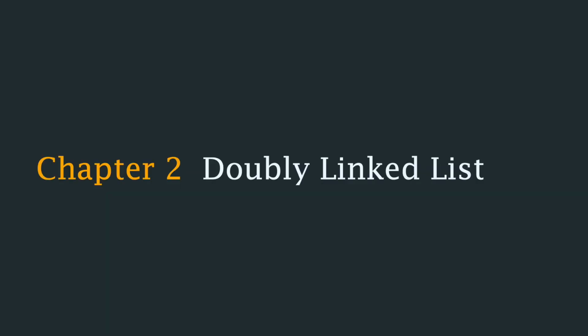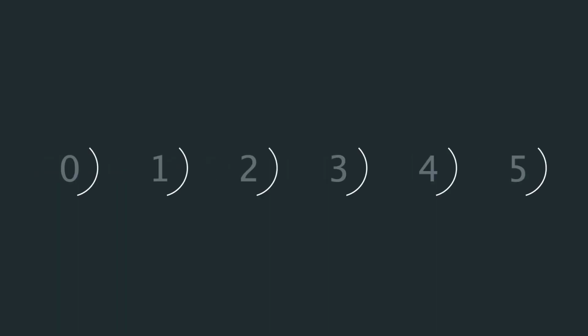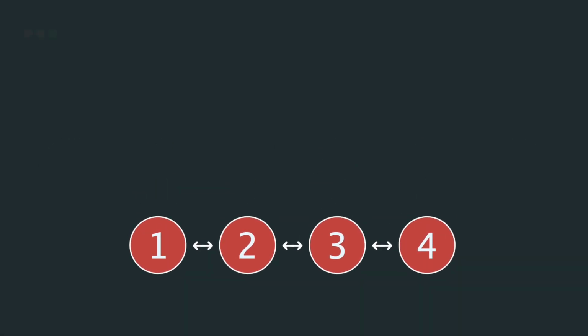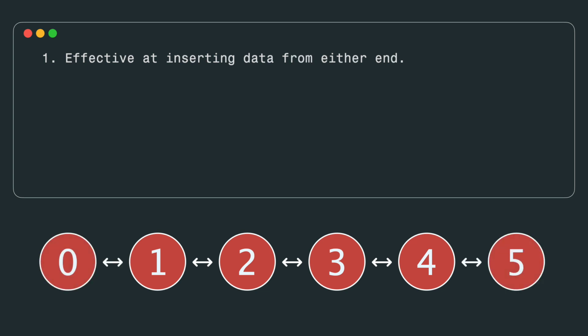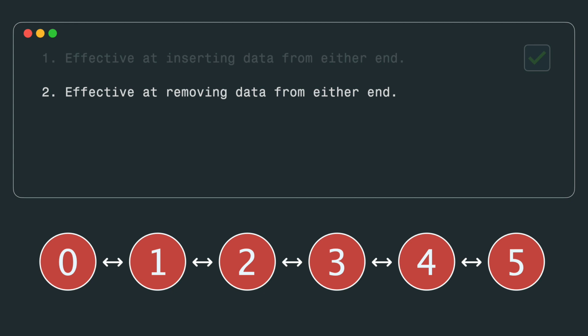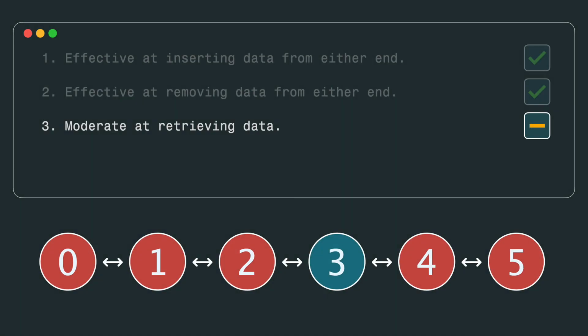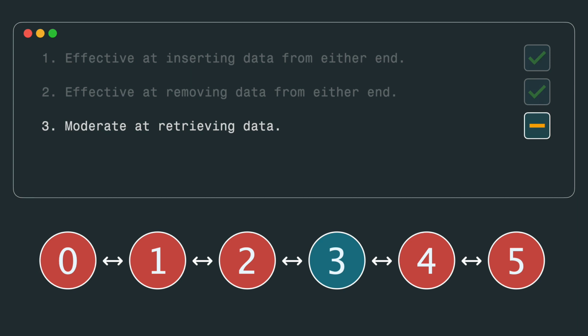Alright, now we can move on to Chapter 2 and discuss the doubly linked list. A doubly linked list, as the name suggests, consists of nodes that have two references, one pointing to the previous node and another pointing to the next node. A doubly linked list is very effective at inserting data from either end, removing data from either end, and is not weak but moderate at retrieving data. Let's see this in action.